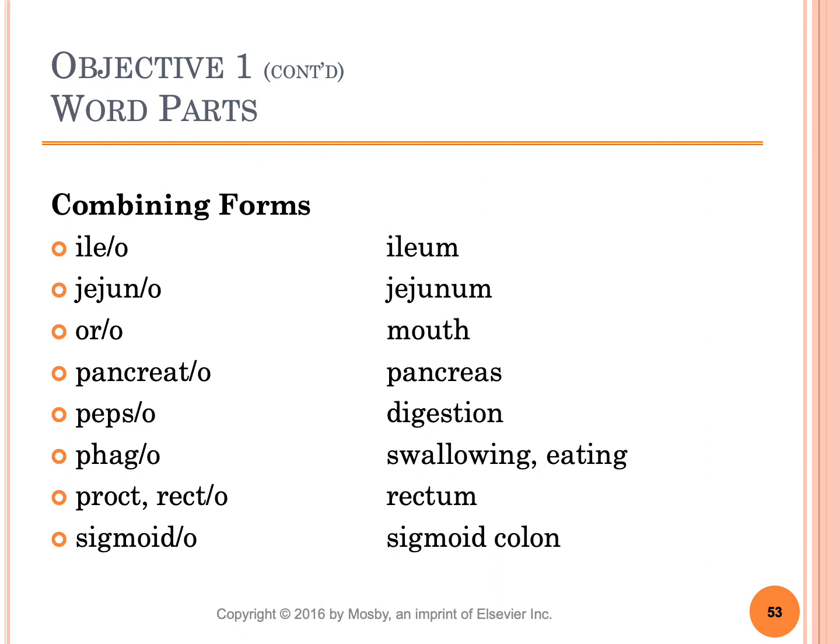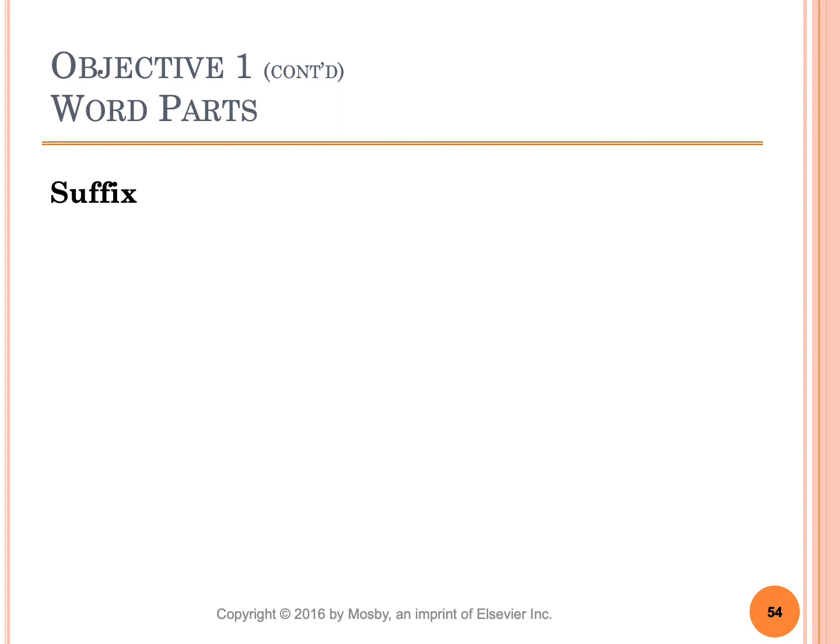And sigmoido is the word part for sigmoid colon. Now let's look at some suffixes. Algia is the suffix for pain.